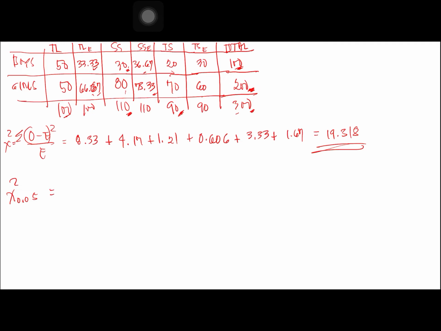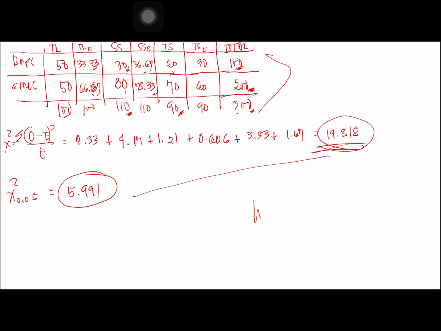Okay. So, comparing it with the tabular value of chi-square at 0.05 with degrees of freedom, how many rows do we have? 2 minus 1, we have 1. How many columns do we have? 3 minus 1, we have 2. So, 2 and 1, we have 5.991. Okay? So, again, comparing, the computed value is greater than the tabular value. So, meaning we can reject our null hypothesis. Their preferences are not homogeneous.